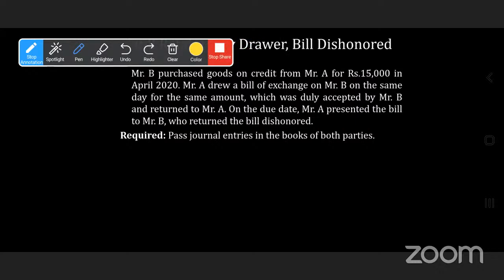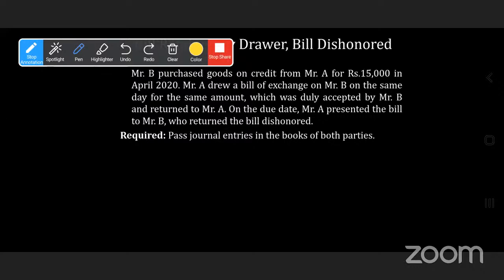Now coming to the next entry. A drew a bill of exchange on Mr. B on the same day for the same amount, which was duly accepted by Mr. B and returned. So Bills payable account: A's account debit to bills payable account. Yes, very good. Now give the narration. Being acceptance given for 3 months.